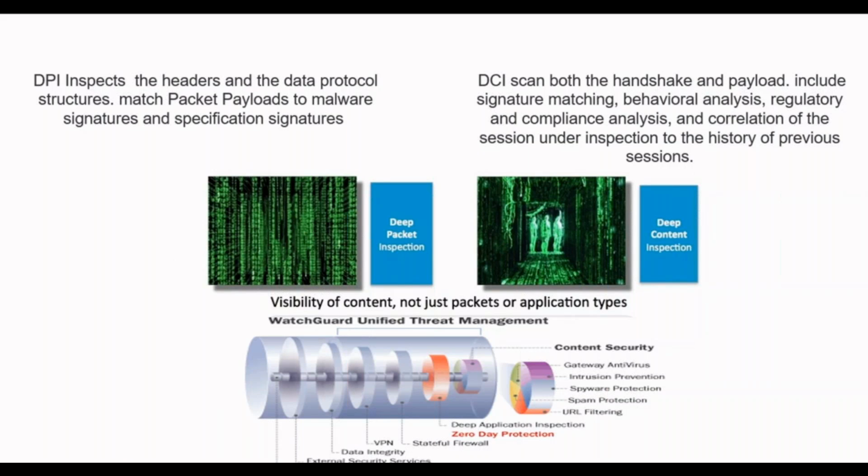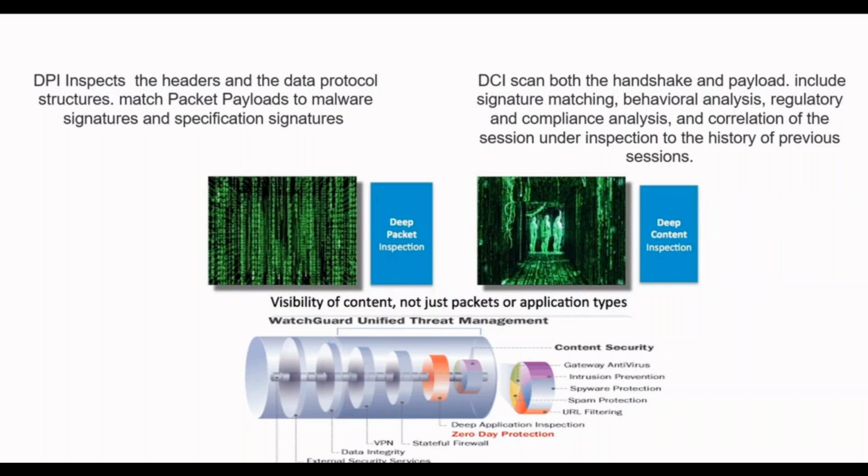Okay, but first we need to understand the difference between DPI and DCI. These are two terms that you will face if you Google content inspection. Deep packet inspection historically came first, and it inspects the headers and the data protocol structure. Then it matches the packet payloads to a malware signature or other specific signature.